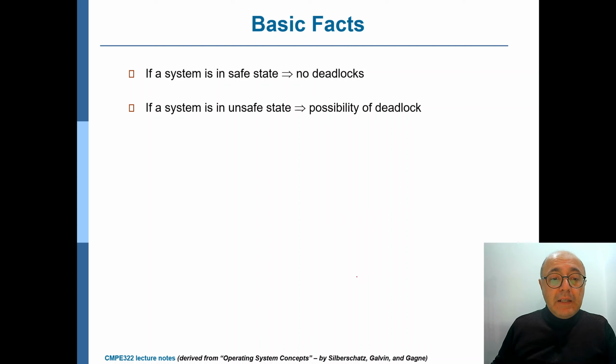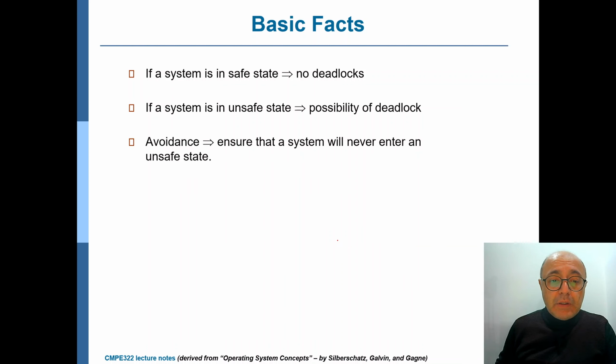Therefore, if we are in an unsafe state, we should be afraid of being in a deadlock, or not in a deadlock at the moment, but hitting a deadlock. There is the possibility of hitting a deadlock. So that's something we don't want. So deadlock avoidance can be provided by making sure that we never walk into an unsafe state.